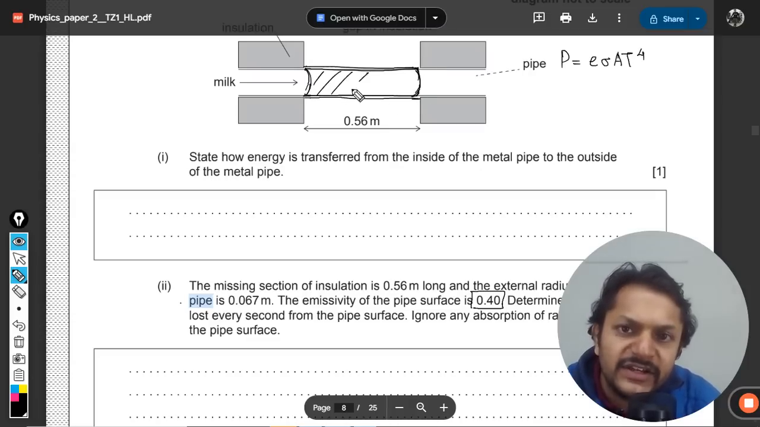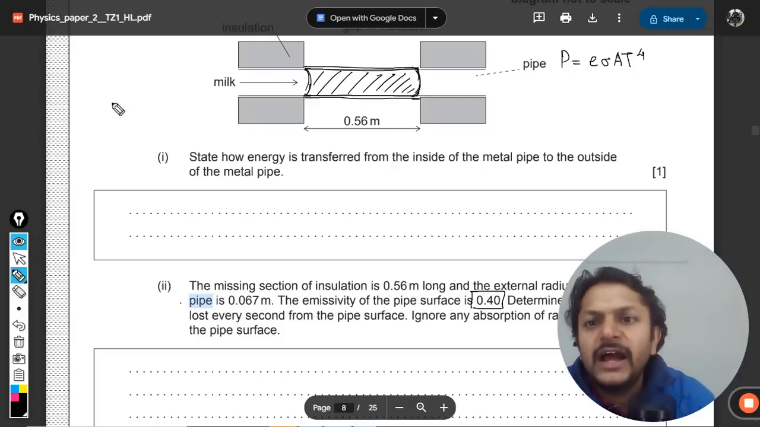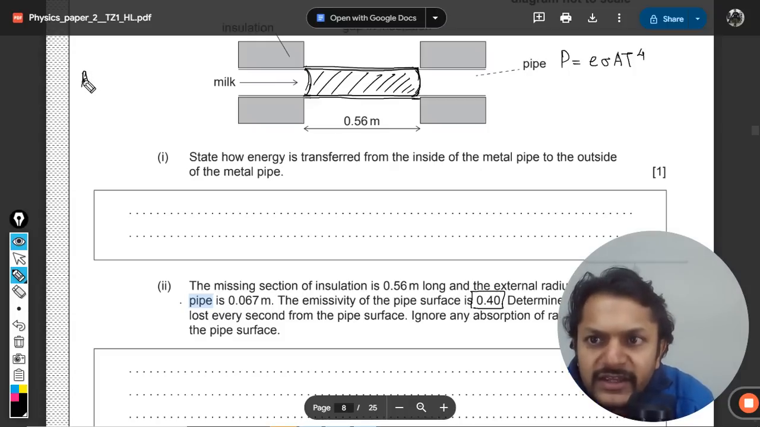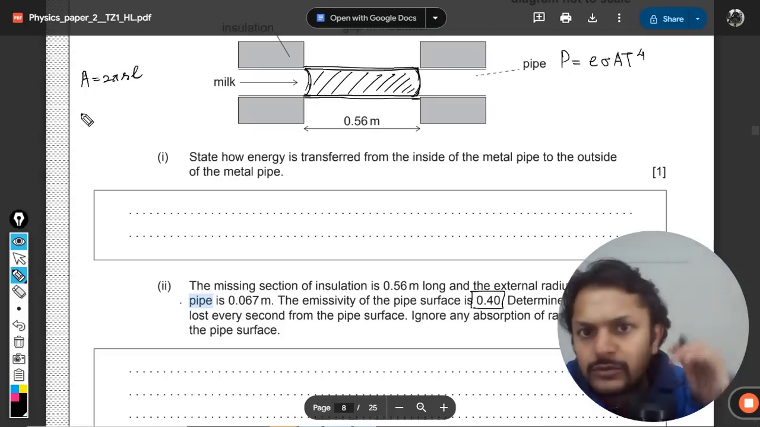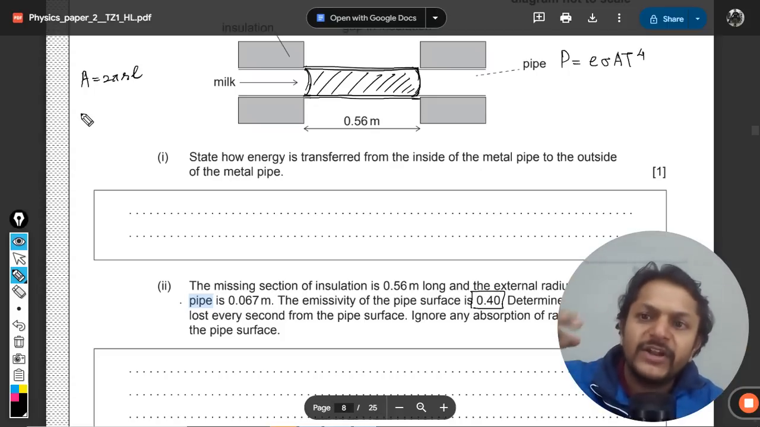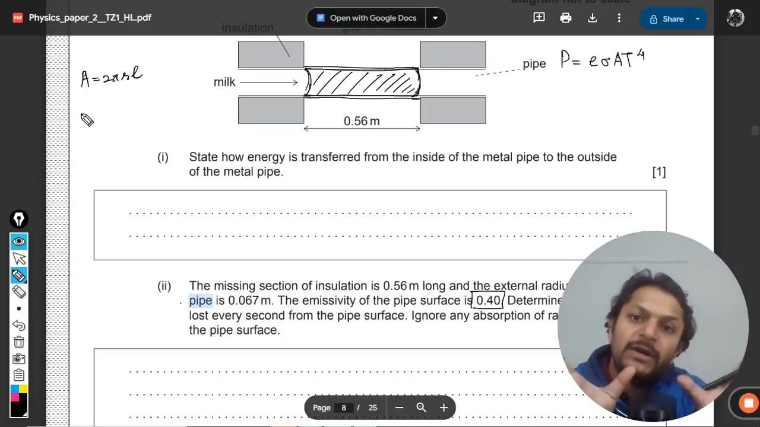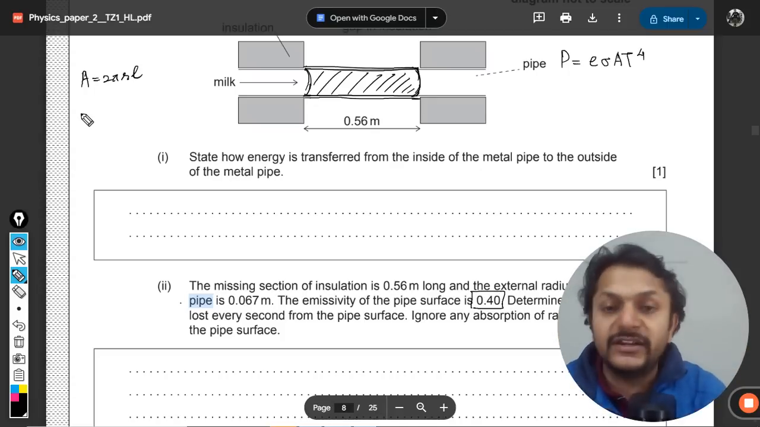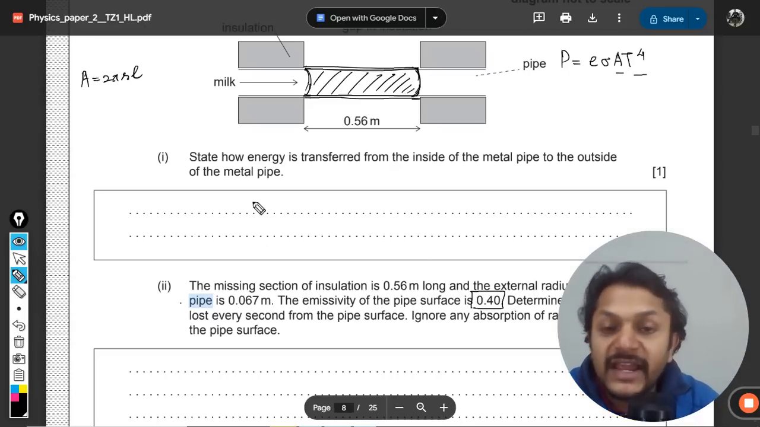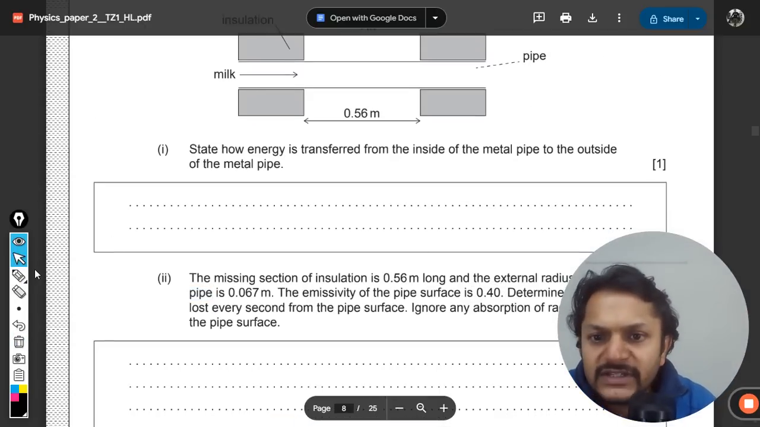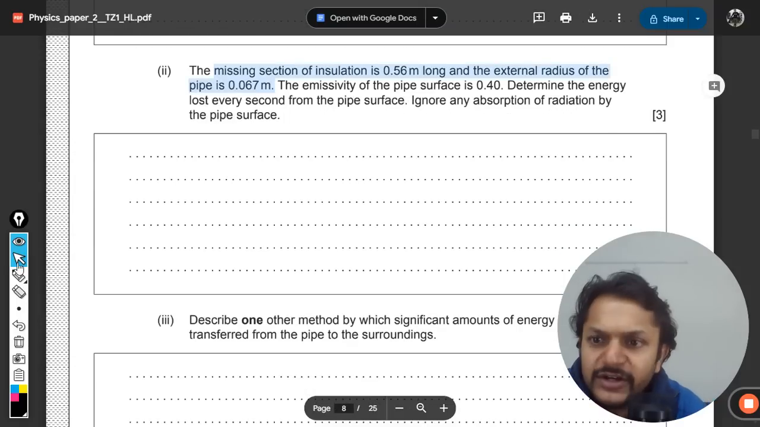The surface area of the cylinder is given by 2 pi r L. If you don't know, you have to note it. 2 pi r is the circumference of the circle, multiplied by the length or height of the cylinder, and you get the area. So that value will be substituted here. Temperature is 84. Let us see what answer we are going to get.